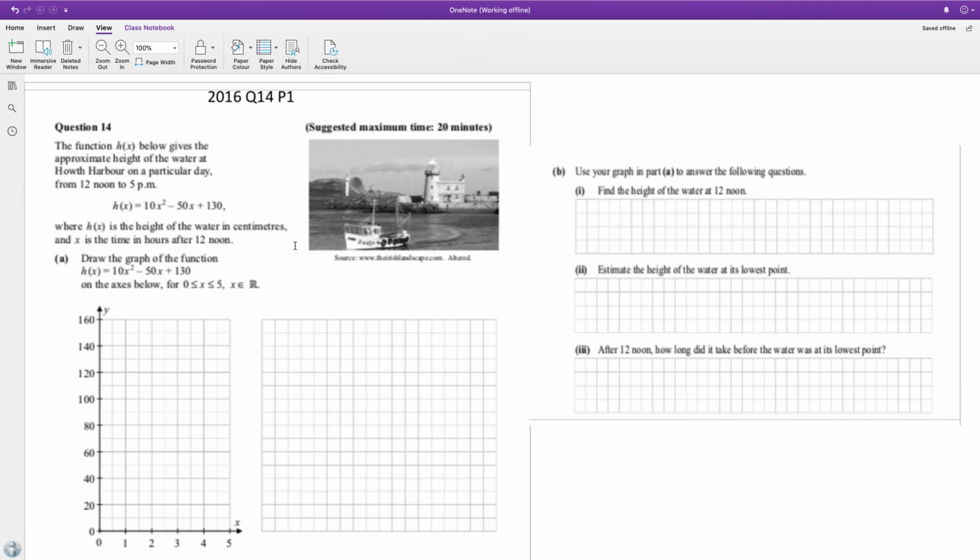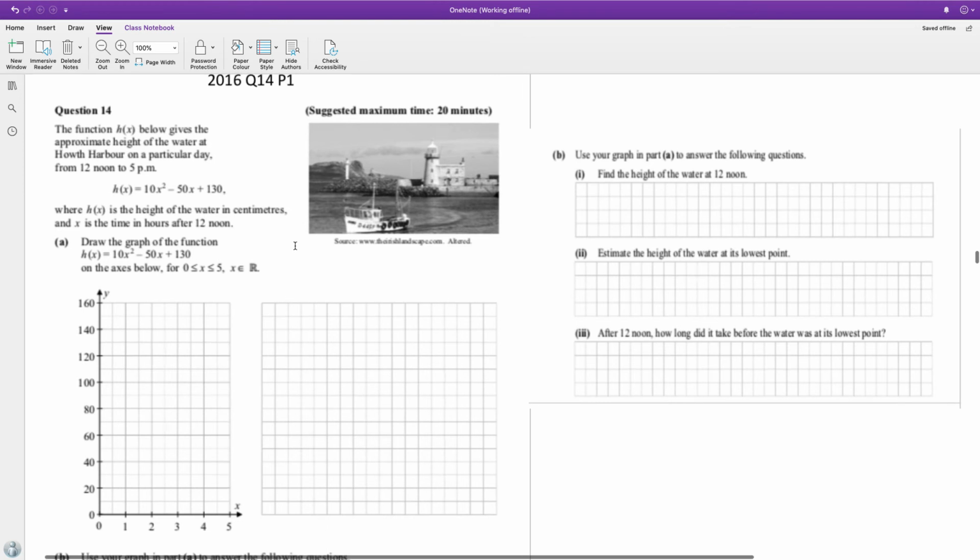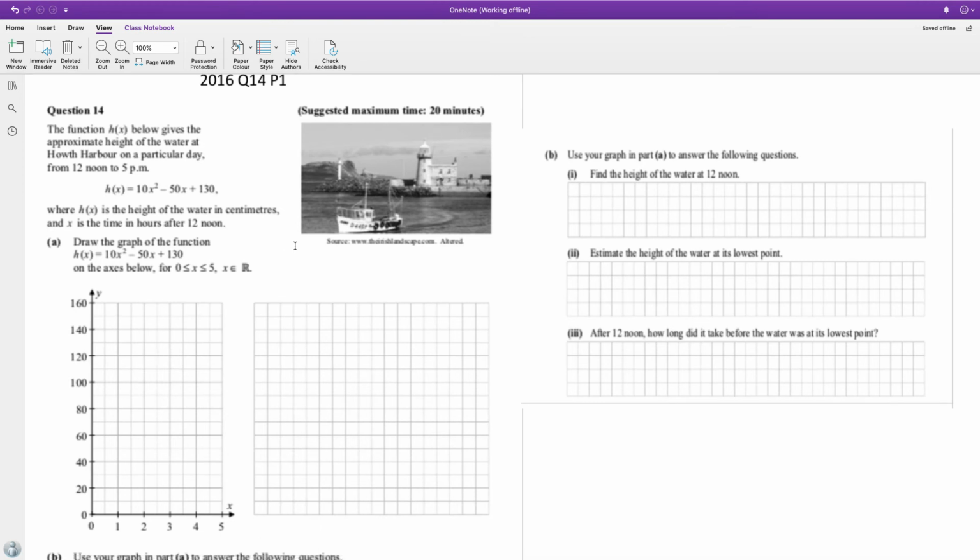So, 2016 paper 1, question 14. The function h of x below gives the approximate height of water at Home Harbour on a particular day from 12 noon to 5 p.m., where h of x is the height of water in centimeters and x is the time in hours after 12 noon. Draw the graph of the function 10x squared minus 50x plus 130 on this graph.